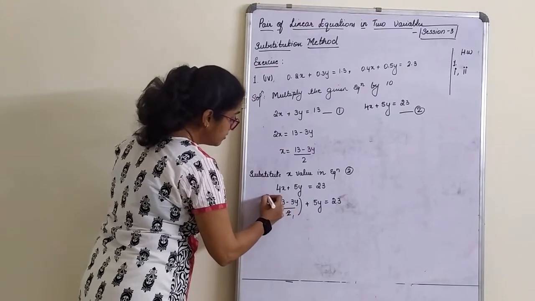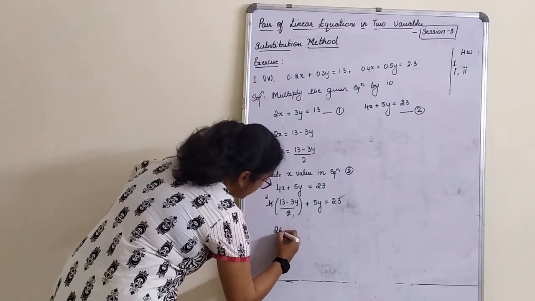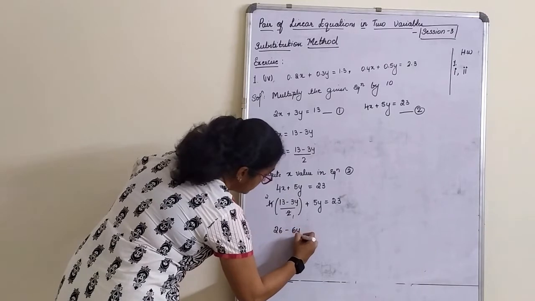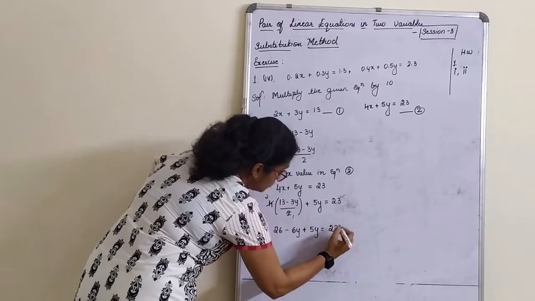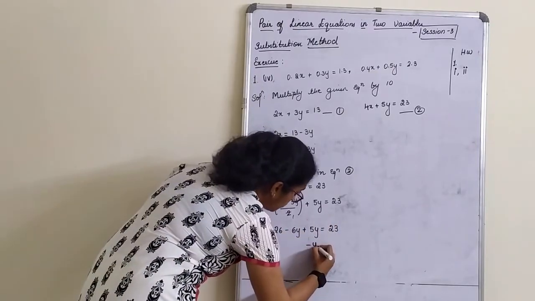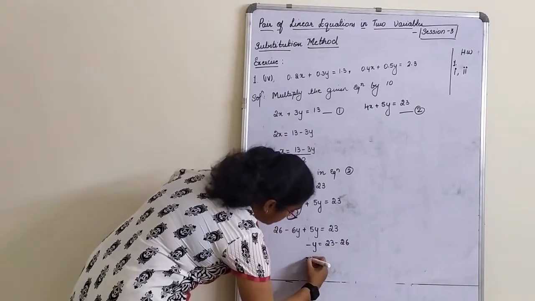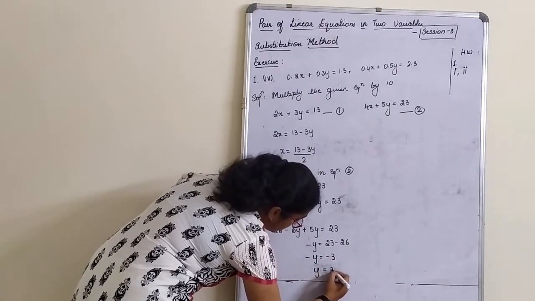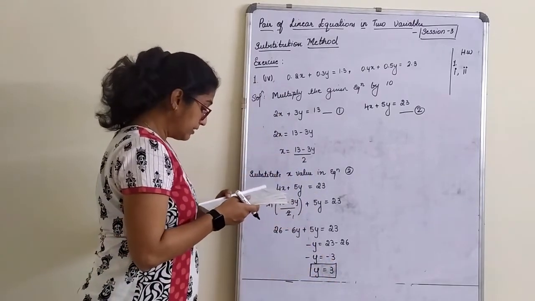So 2 ones are 2, 2 twos are 4, 13 twos are 26, minus 2 threes are 6y, plus 5y is equal to 23. Minus 6y plus 5y is minus 1y, is equal to 23 minus 26. Minus y is equal to minus 3. y is equal to 3. So we got y is equal to 3 in this equation.